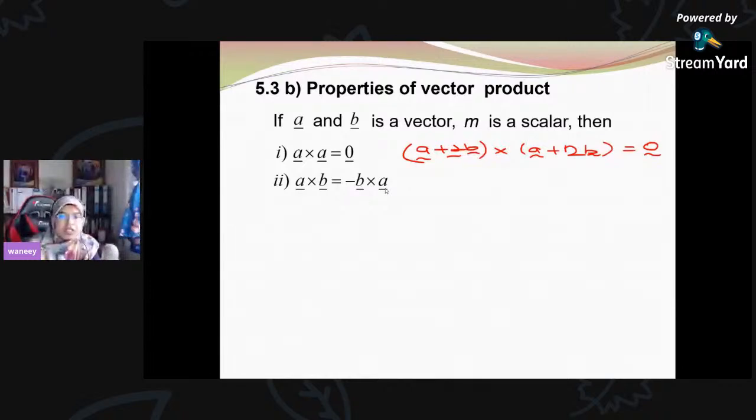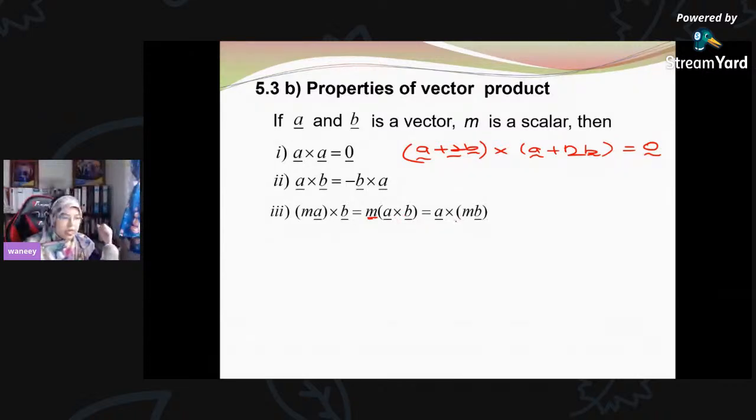Okay, so we are changing the direction. So A cross B is equal to negative of B cross A. And then if you have some constant multiplied with the vector A, so MA cross B, that is similar to taking out the constant first. So taking out the M, and then you do the cross for A cross B.